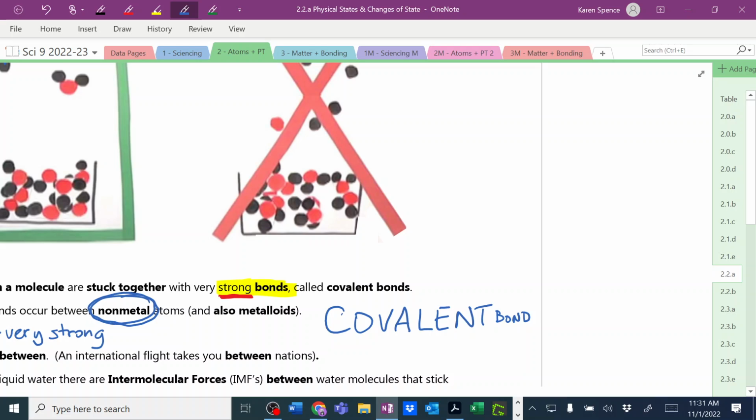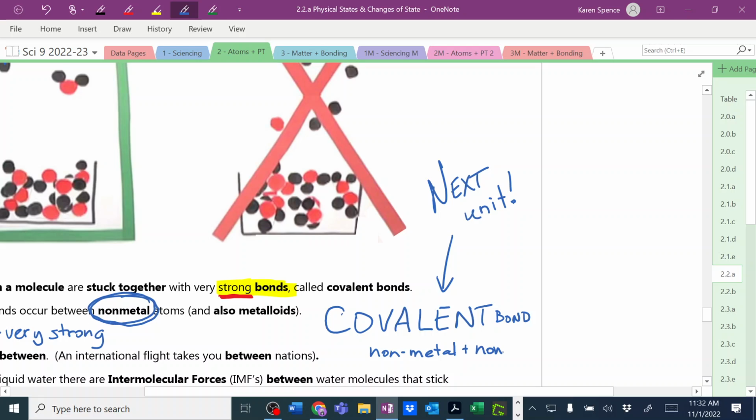And then metalloids tend to react, they form covalent bonds like nonmetals. So they will react with nonmetals, and metalloids and nonmetals form covalent bonds. All of this bonding stuff, though, is just a preview for your next unit, so you've heard the words before. Yes? Okay, that's not going to be on this test. So a covalent bond is a nonmetal and a non-metal.